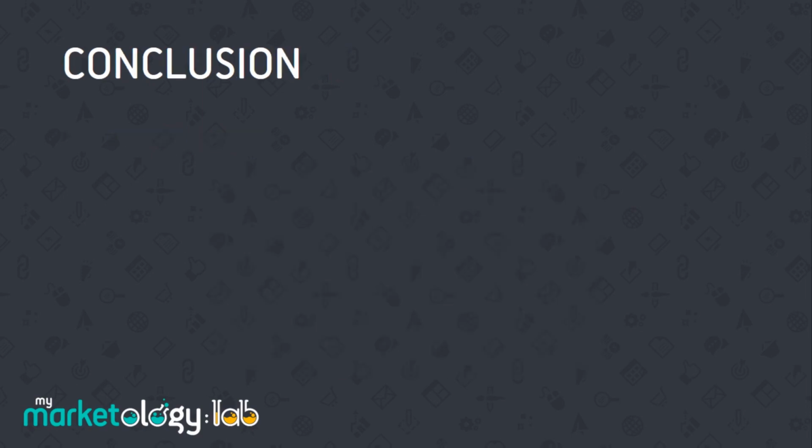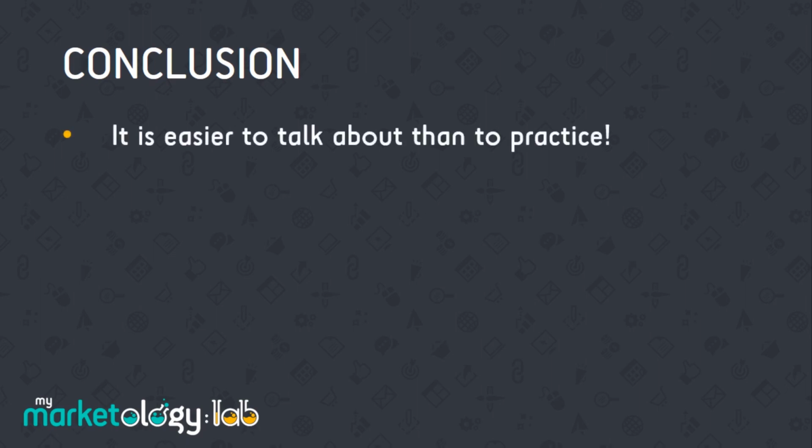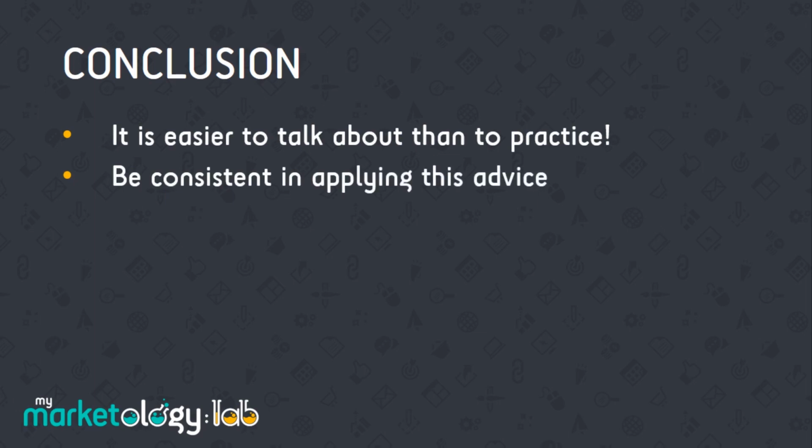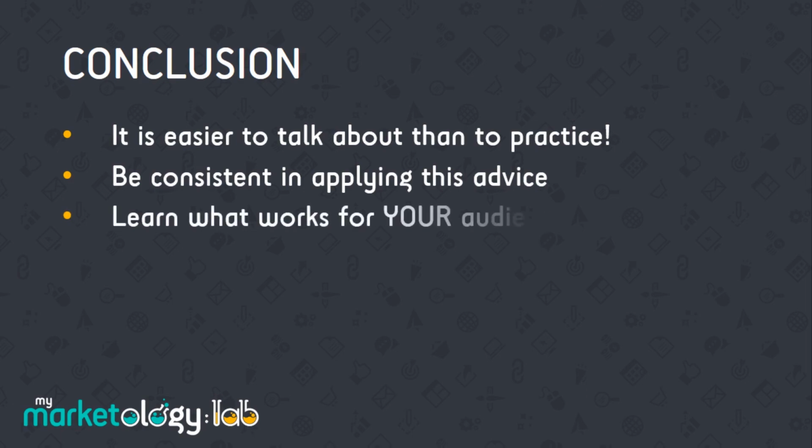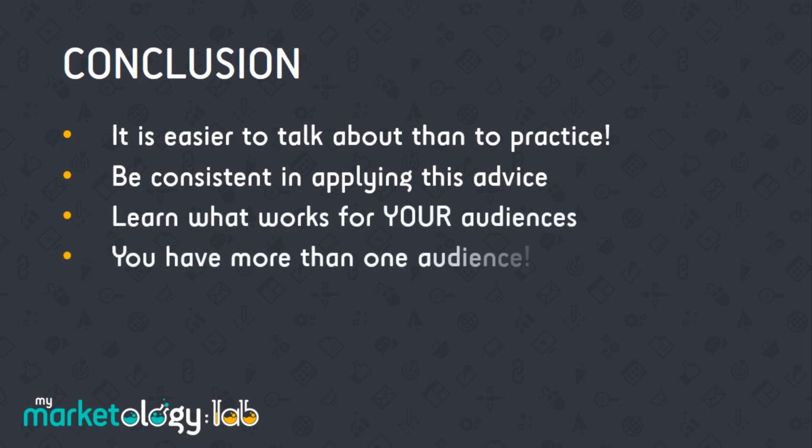So, that's how to easily achieve email copywriting success. Like all marketing disciplines, it sounds a lot easier than it is to actually practice though. The only way that you'll improve from where you are now is to consistently apply this advice and learn what works for your audiences and what doesn't. Notice that I used the word audiences. You don't only have one.